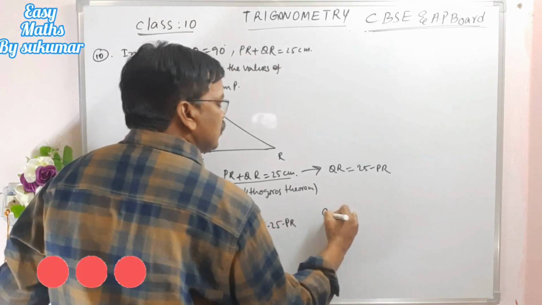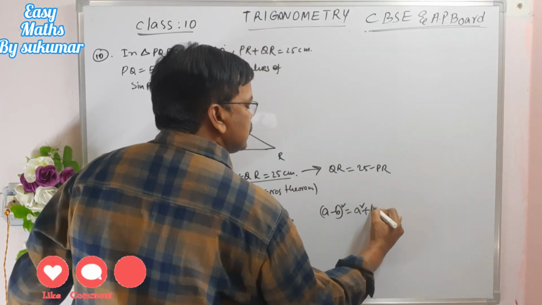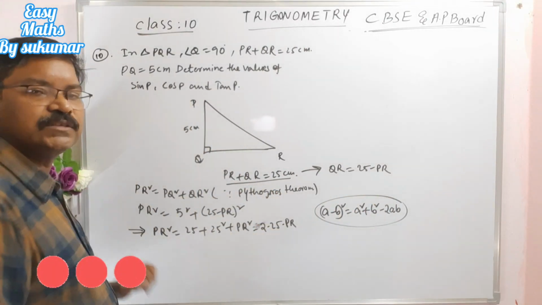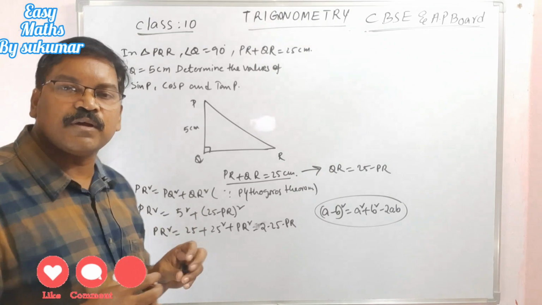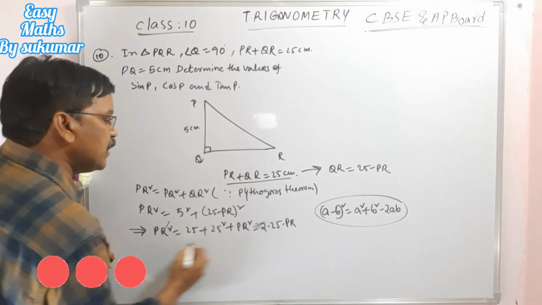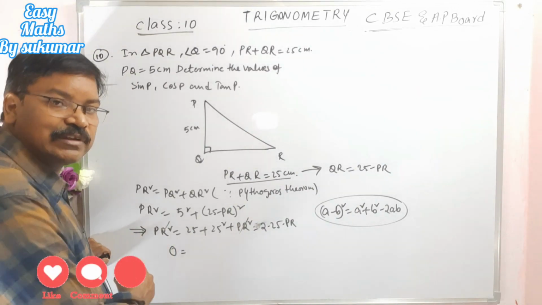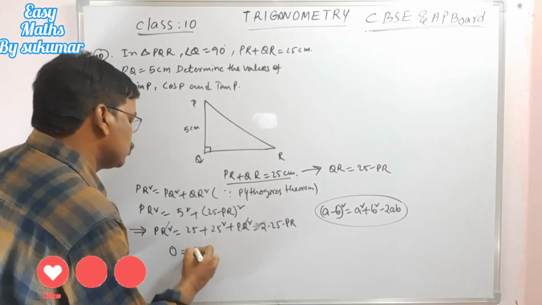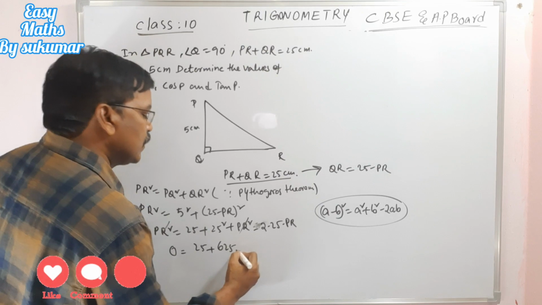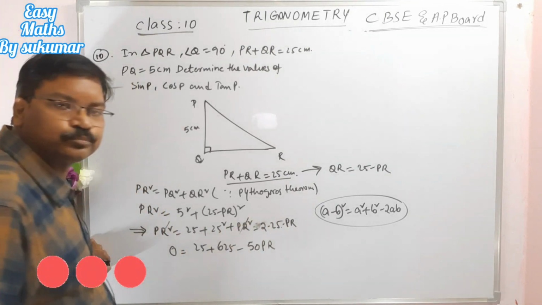That means A minus B whole square. What is A minus B whole square? A square plus B square minus 2AB. So I use this identity here to expand this 25 minus PR whole square. Okay, my dear students, so the PR square and PR square both get cancelled. Finally you will get 0 on the left hand side. Nothing is there. So this 25 square means 625 minus 2 into 25 is 50 into PR.